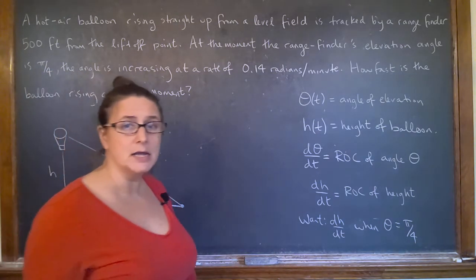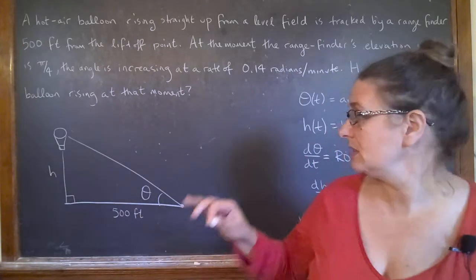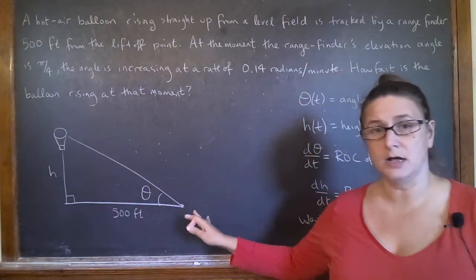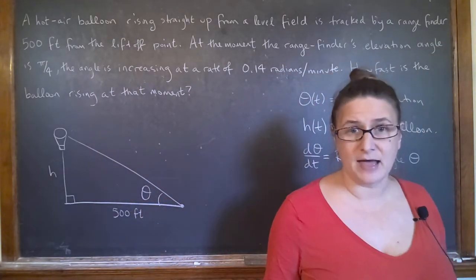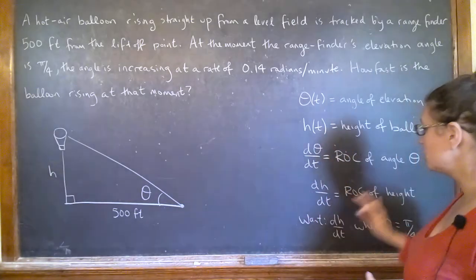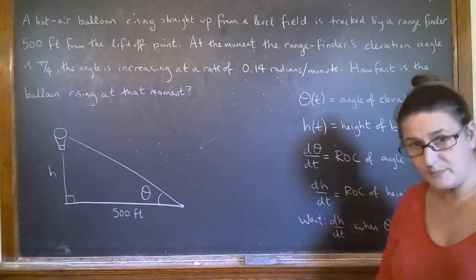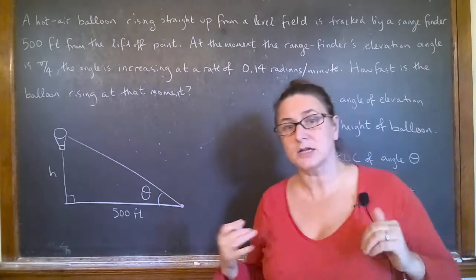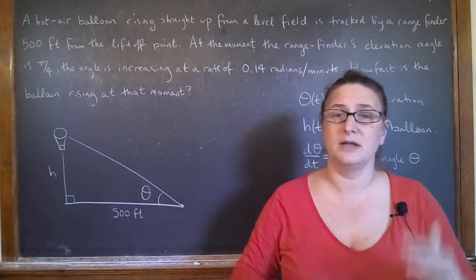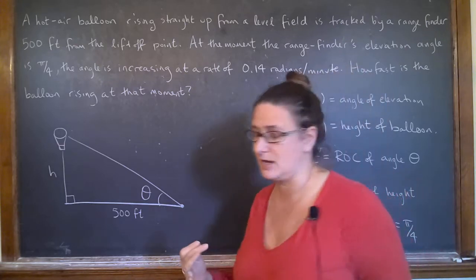So what I need is a relationship between these variables h and theta. Then I need to take the derivative of that. That'll give me some information about the rates of change, which is what the problem is asking about. And then I put in the numbers. So it's a couple of steps process. If you do it in the wrong order, then you'll lose information.